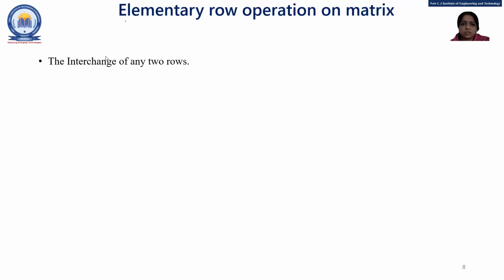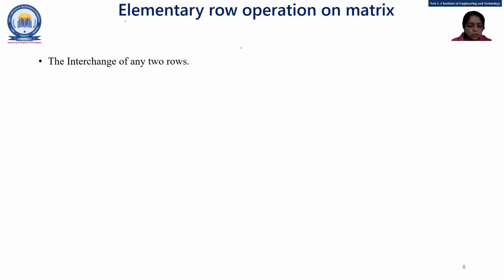So, the first operation is interchanging of any two rows. We can perform the row operation on a matrix by interchanging any two rows. Now, what I'm going to tell you, please listen carefully and please see carefully. It will help you with the solution of the examples.